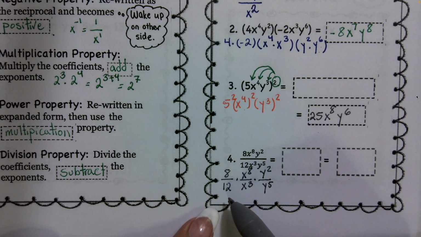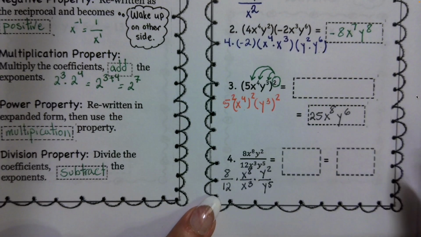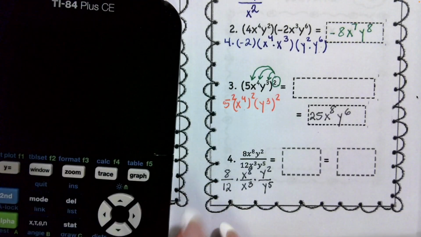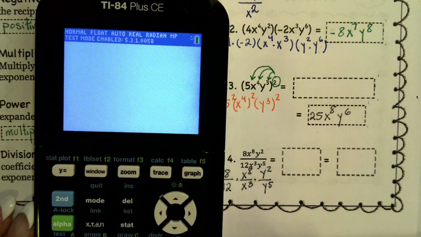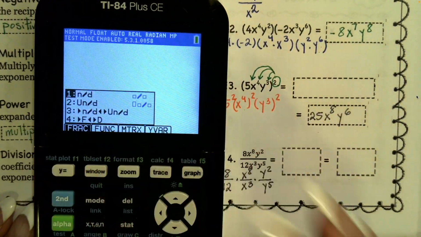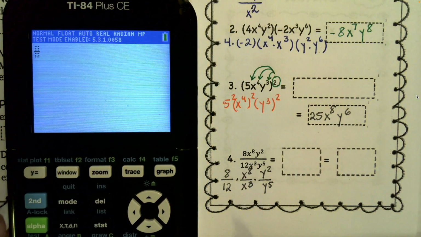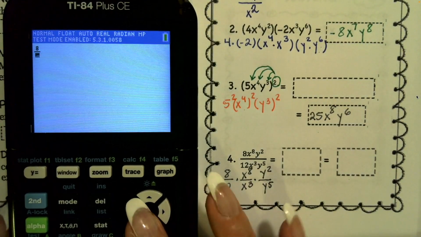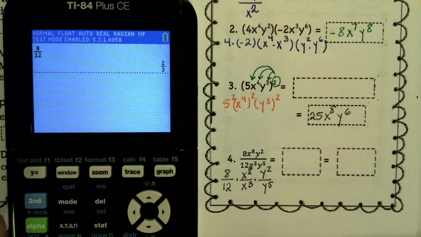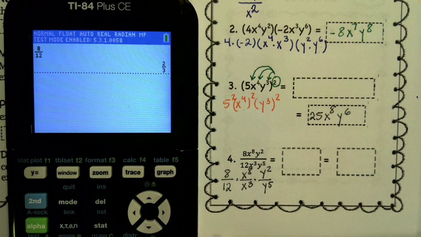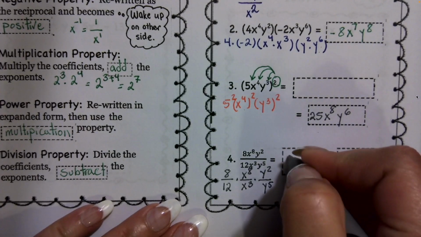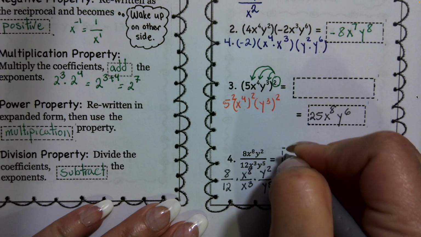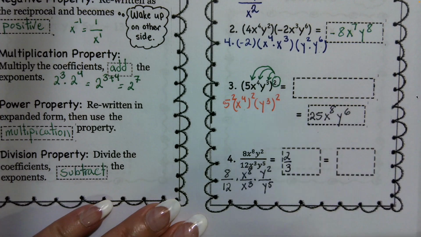So 8 divided by 12, if you put it in your calculator and simplify it, right? Let's say you have calculator, clear it, you have alpha y, and you have 8 over 12. When you click enter, it will simplify it for you, okay? Don't waste time during the STAAR test. So it is 2 over 3 for the first one. So I have 2 over 3.